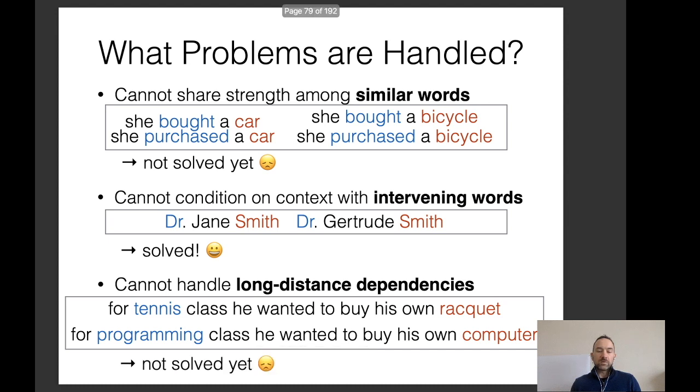Another issue that we have not solved yet is long distance dependencies. If you remember, our featurized model only looks two words previous, so it wouldn't be able to capture this correspondence here.